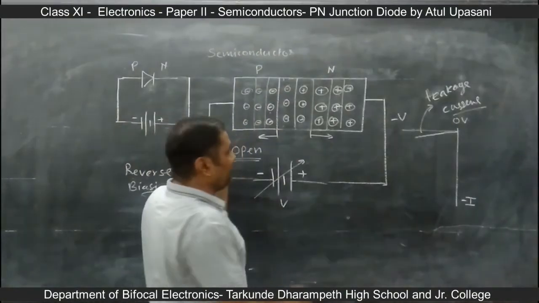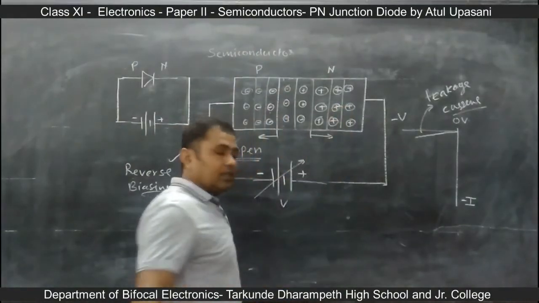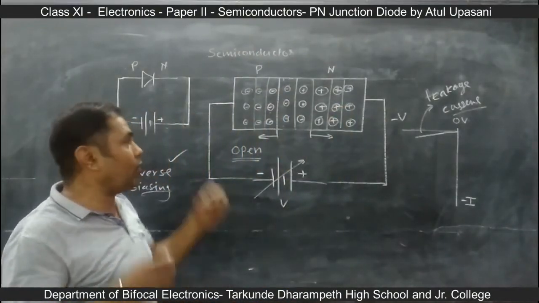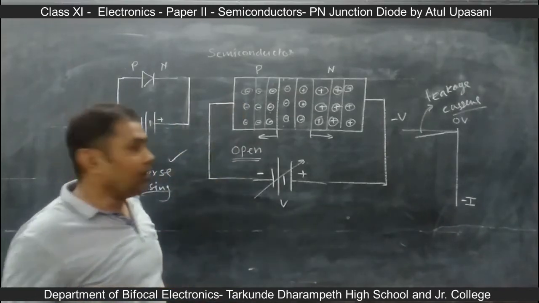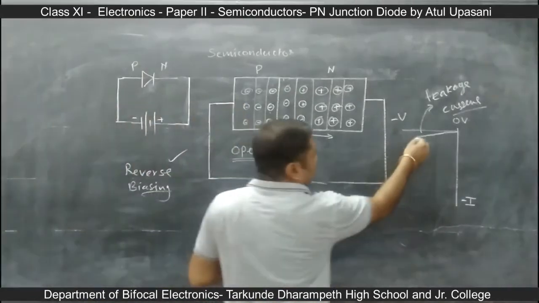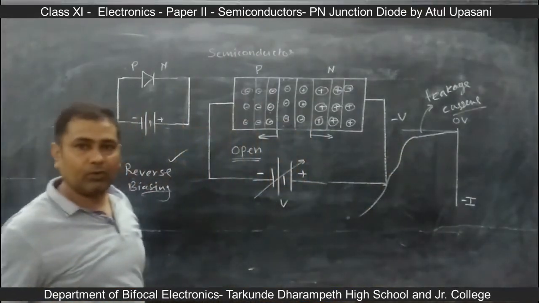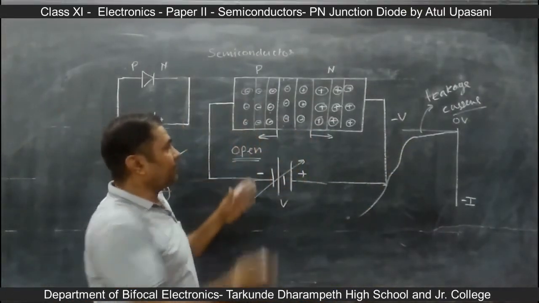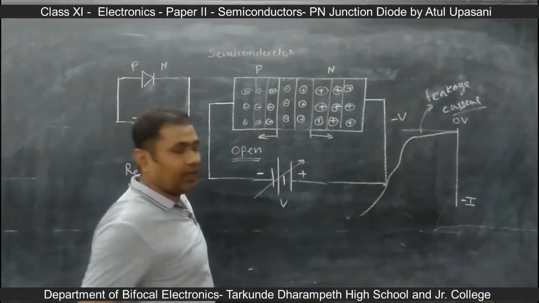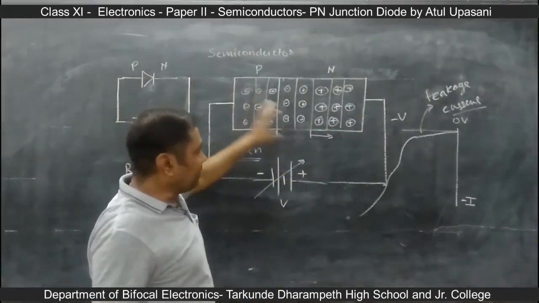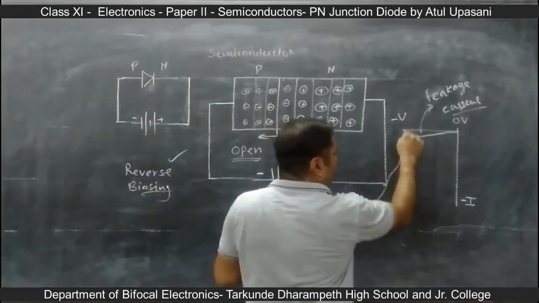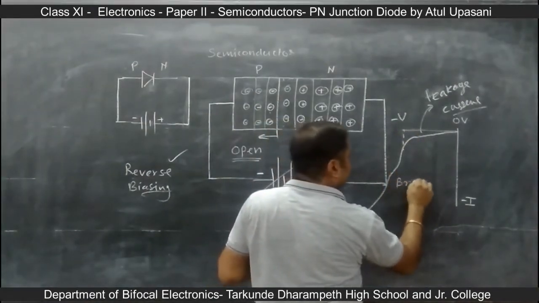So up to some limit, this junction resistance will oppose the flow of current. But after reaching one point, there will be conduction in the reverse bias mode, and this conduction, after reaching the whole physical area, will happen, and this conduction at a certain voltage is called the breakdown.